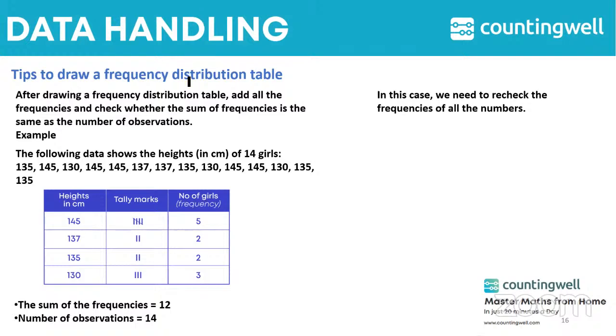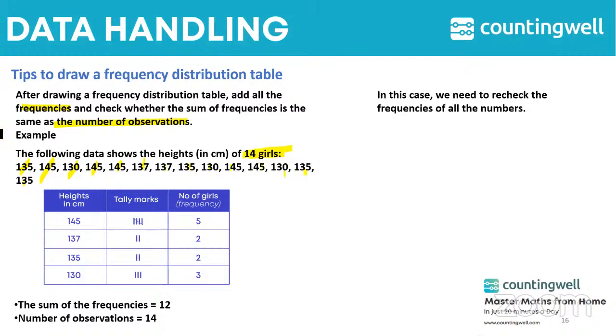After drawing a frequency distribution table, we have to add all the frequencies and check once whether the sum is the same as the number of observations. For example, here we have a set of heights of 14 girls in centimeters. So the number of observations will be equal to 14. Okay, so here we can count 1, 2, 3, 4, 5, 6, 7, 8, 9, 10, 11, 12, 13, 14.